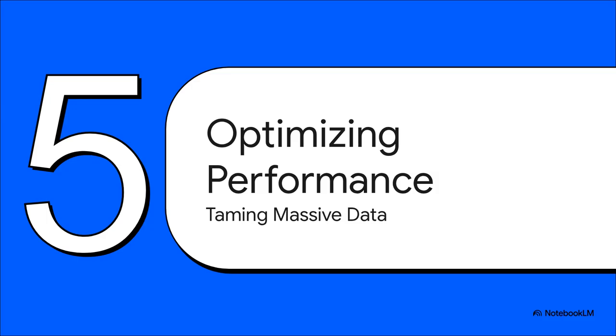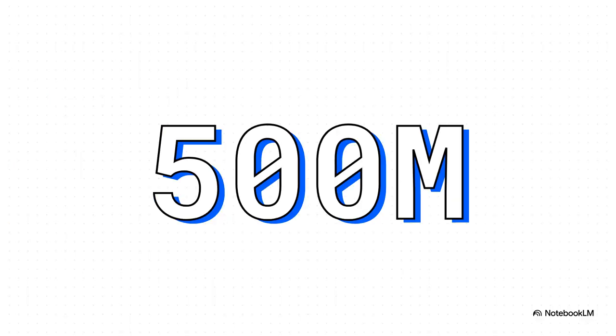Section 5. Optimizing Fabric performance. Taming massive data. Right, so let's talk scale, because this always becomes a problem eventually. To put this into perspective, Contoso's single fact table has completely ballooned to over 500 million rows in just the past year. 500 million rows.